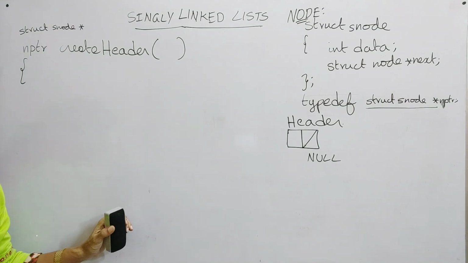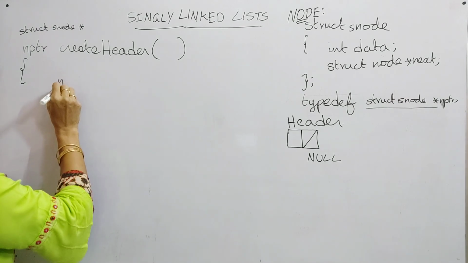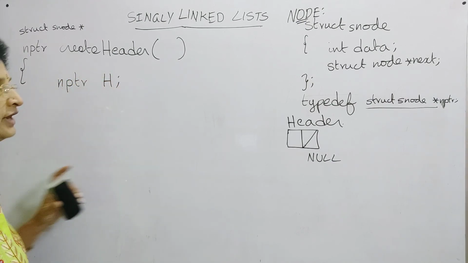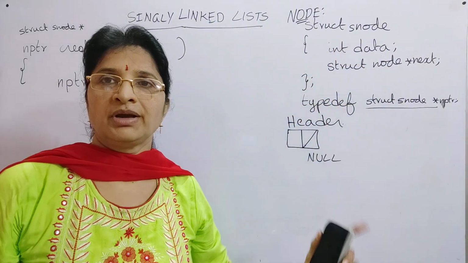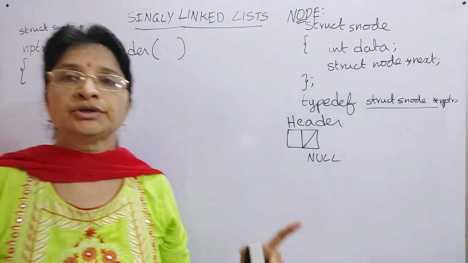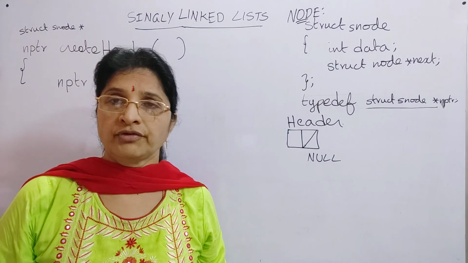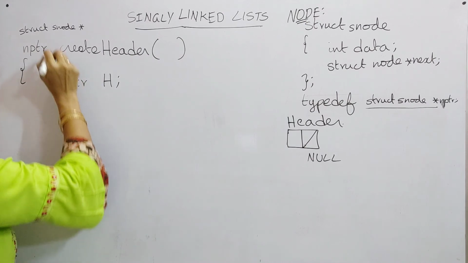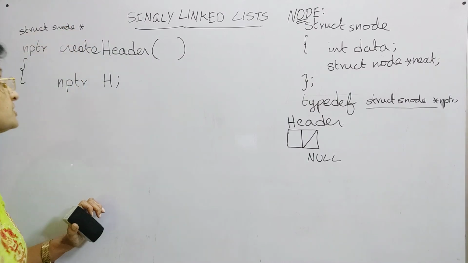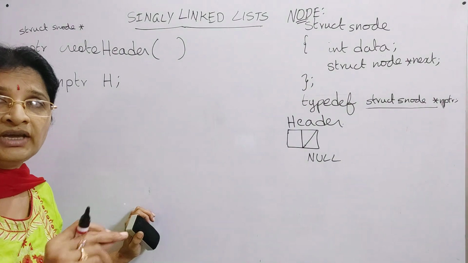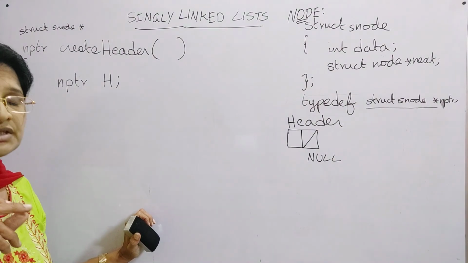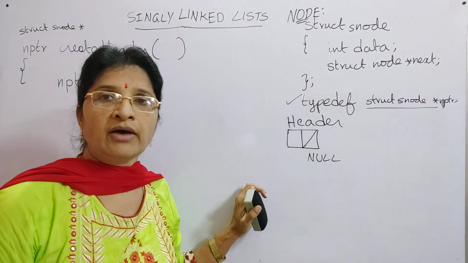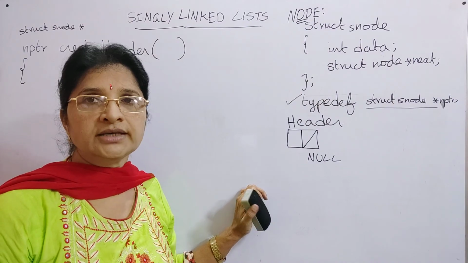While creating the header node, first of all we have to declare a variable of type structure node, because this is also a node. So you have to create a variable of your structure node. How can you declare it? Here also you can give either nptr or struct snode asterisk. Instead of giving struct snode asterisk every time, just for simplicity we have given it an alias name, that is nptr.